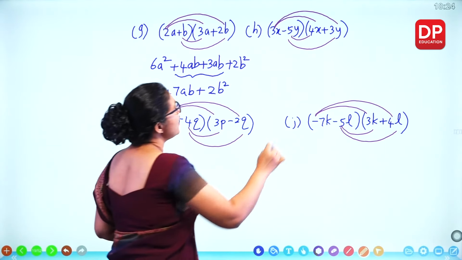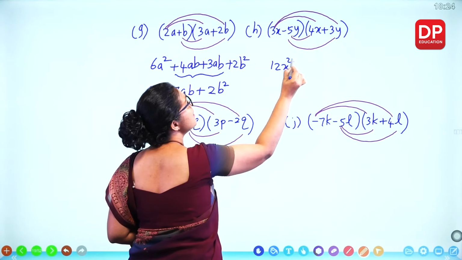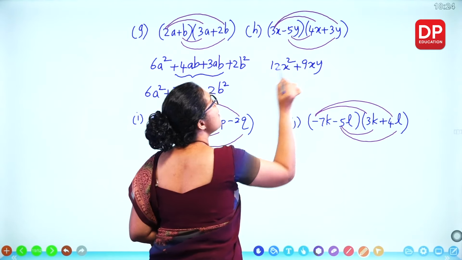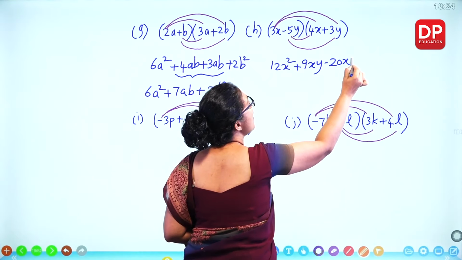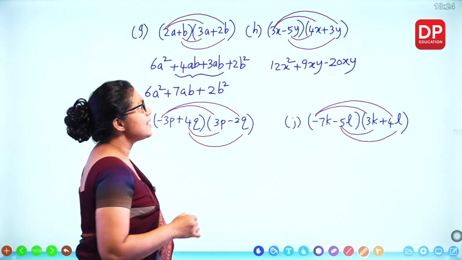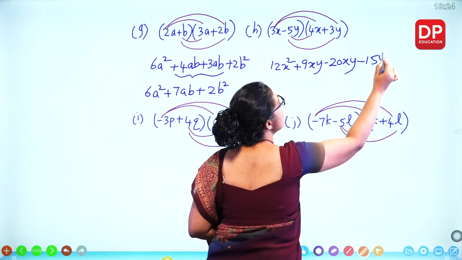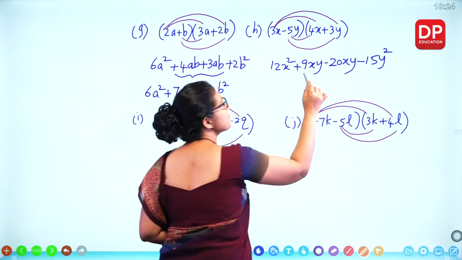What about this one? 3x into 4x becomes 12x squared. 3x into 3y, 9xy. Minus 5 into 4x, minus 20xy. And the last term, minus 5 into plus 3y, minus 15y squared. Now, are there any like terms?